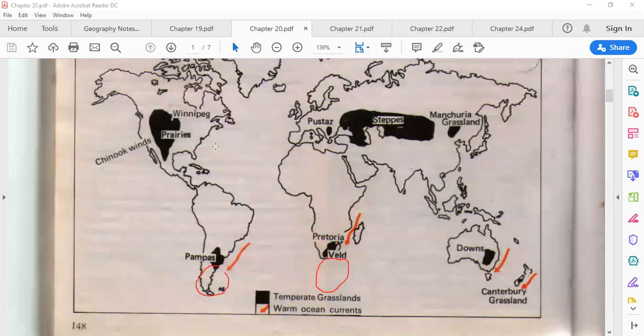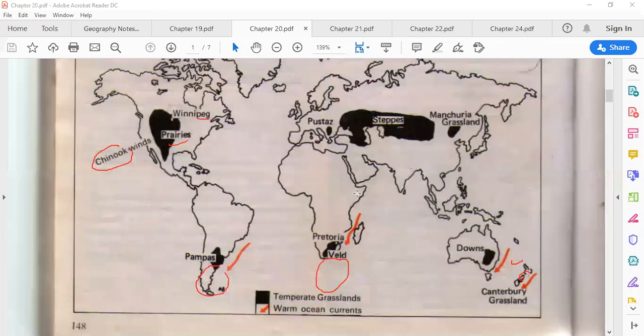Chinook winds are there. Again, remember, this is important, this Chinook wind. They generally ask in which area, which continent it flows. So North America, prairies, Winnipeg, and Downs is there in Australia. Canterbury grassland is there in the portion of New Zealand. So these are the areas you need to remember, these names. Pampas is in Argentina, Veld is in South Africa, Downs is in Australia, and steppes are in Asia and Europe. So these are the areas of temperate grasslands, which are also the wheat bowl of the world.